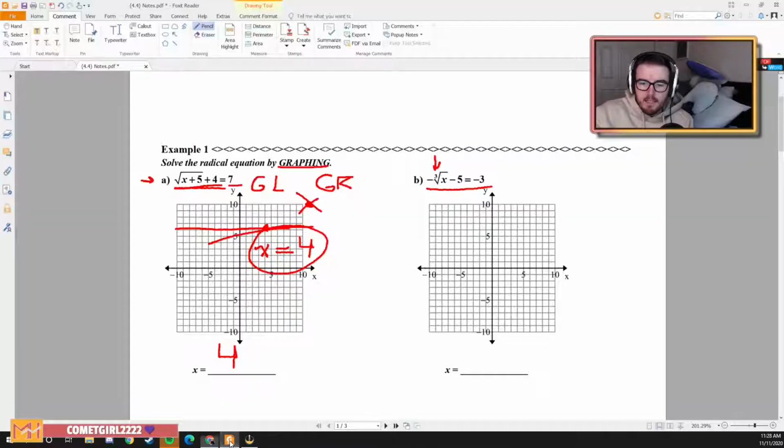Let's go ahead and edit this appropriately. It's going to flip because of the negative, and it's going to move down 5 because of the minus 5. Some of you might look at that and think it's going to move right 5, but it would move right 5 if that was under the radical, but it's not. It's on the outside of the radical, so it's moving down.